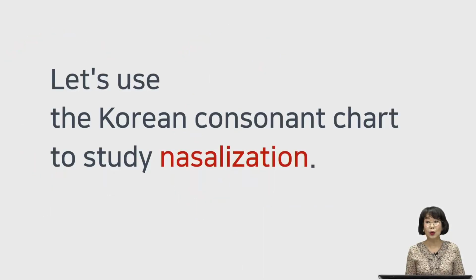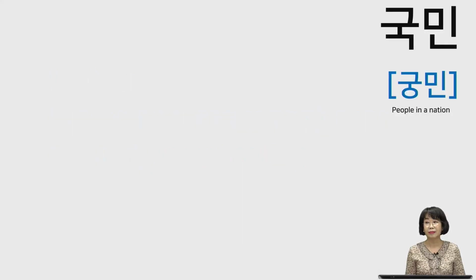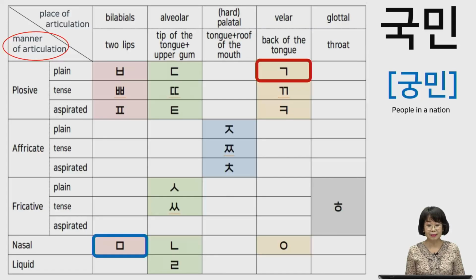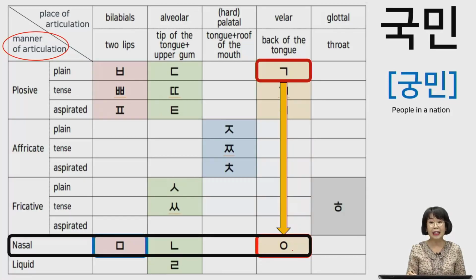Let's use the Korean consonant chart to study nasalization. 국민, 국민, 국민. Under the influence of 느 sound, 그 changes to 응, a nasal sound. So, 국민. Nasalization.